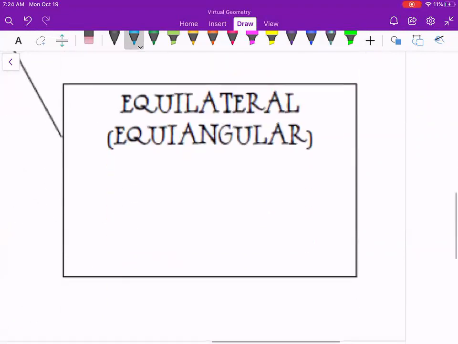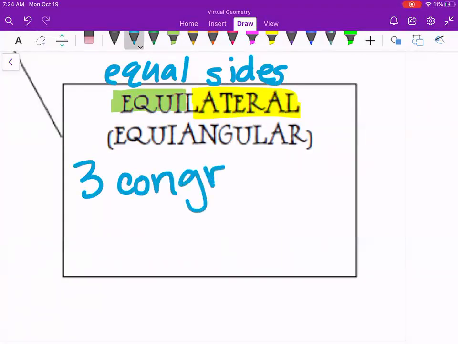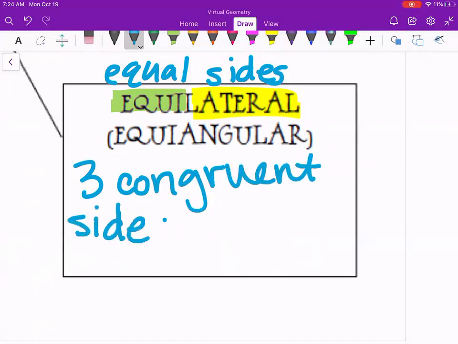And then our last one, equilateral. So this one's more friendly because again, it's got equi inside there, which is very similar to the word equal. And lateral, meaning sides. So an equilateral triangle means we have three congruent sides. Or you can think about it as all sides equal.